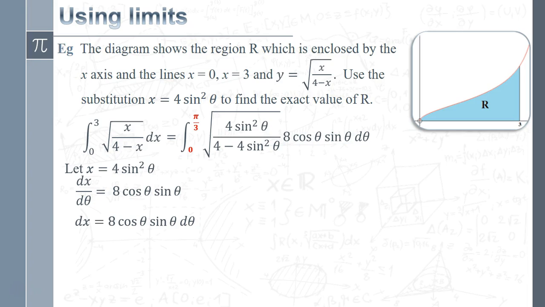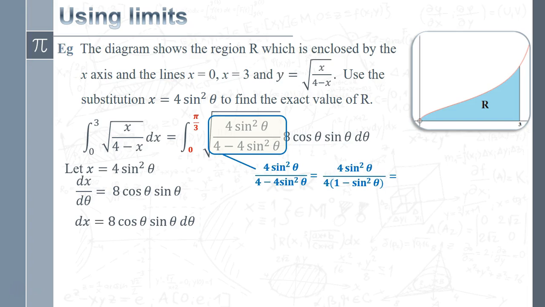So now what we've got is the entire thing in terms of theta. We had to replace all the x's in here, and we had to change these values into values for theta as well. Now, we've got a whole bunch of trig style tidying up to do, so let's have a look at what's going on there. We've got 4 sine squared theta over 4 minus 4 sine squared theta. So, a bit of factorising. Hopefully we notice that 1 minus sine squared is cos squared.